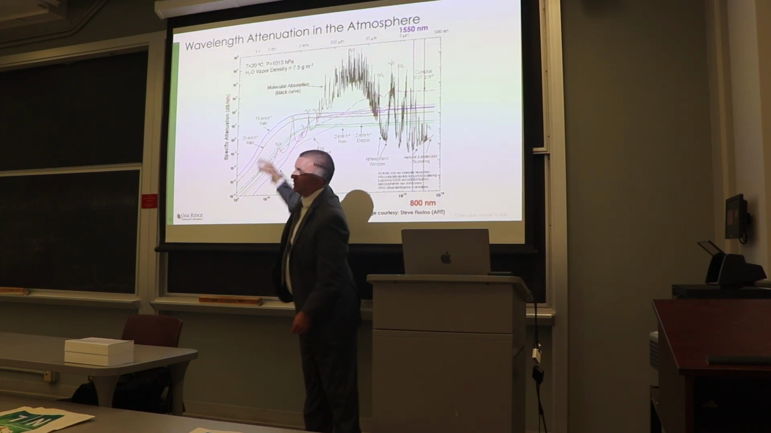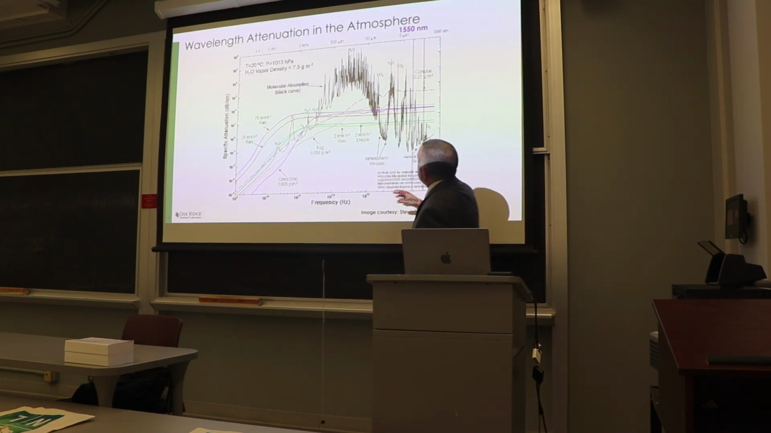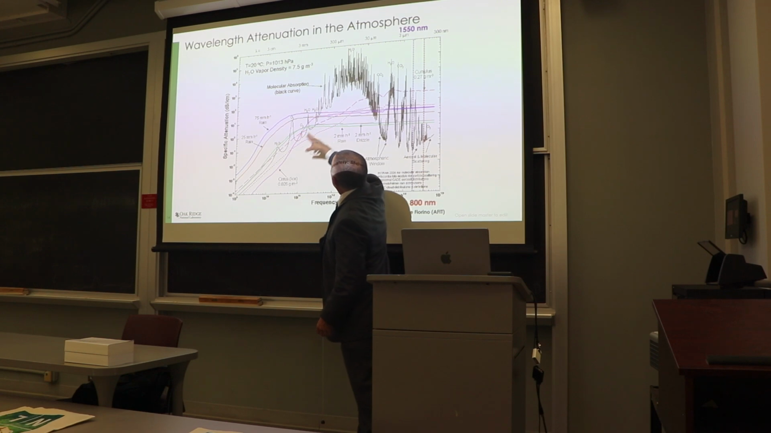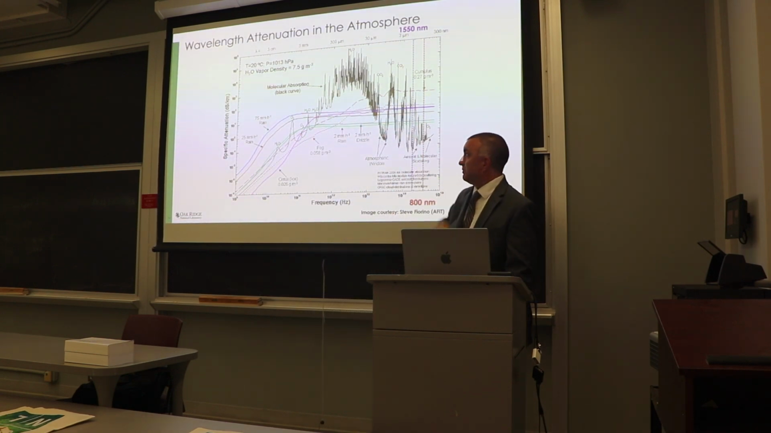There's the reason there's a gap between K upper and K lower, the Ku and Ka bands. And then you can see the molecular absorption. You can see that the CO2 and H2O give you all these various little spikes.